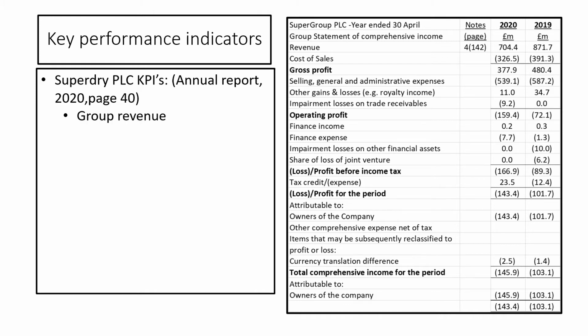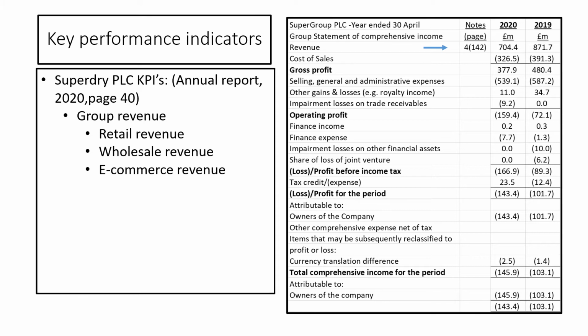The first one is group revenue, which is then, if you like, segmented elsewhere into retail revenue, wholesale revenue, and e-commerce revenue. The next indicator is the group gross margins. Again, the actual percentage is not shown, but is shown somewhere else.